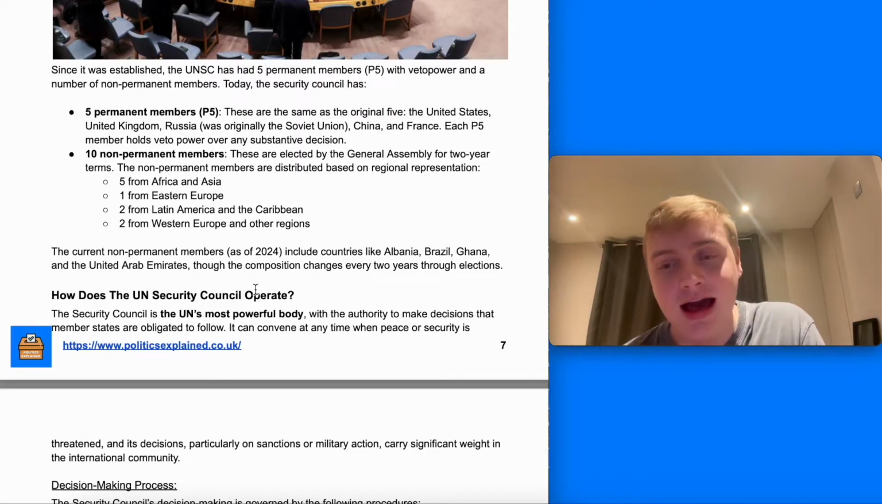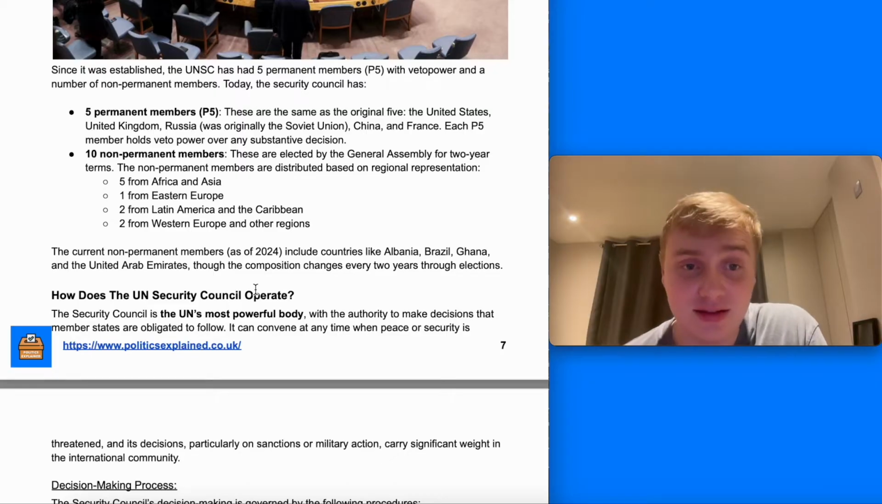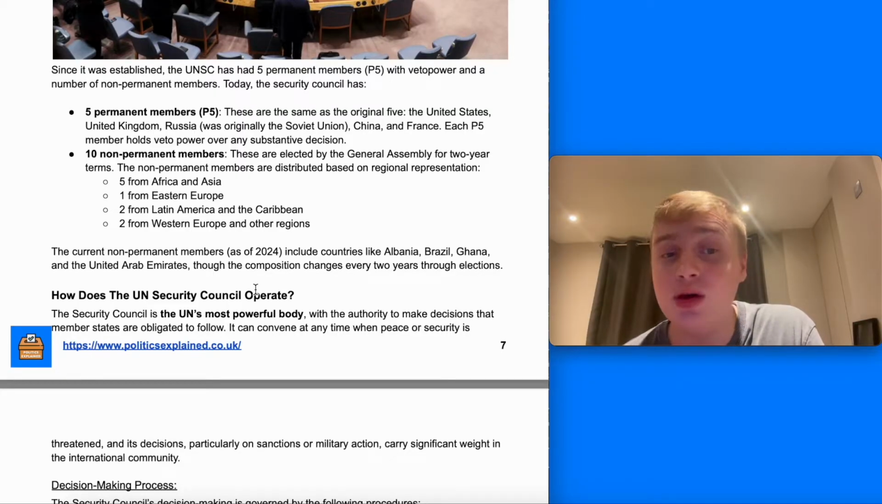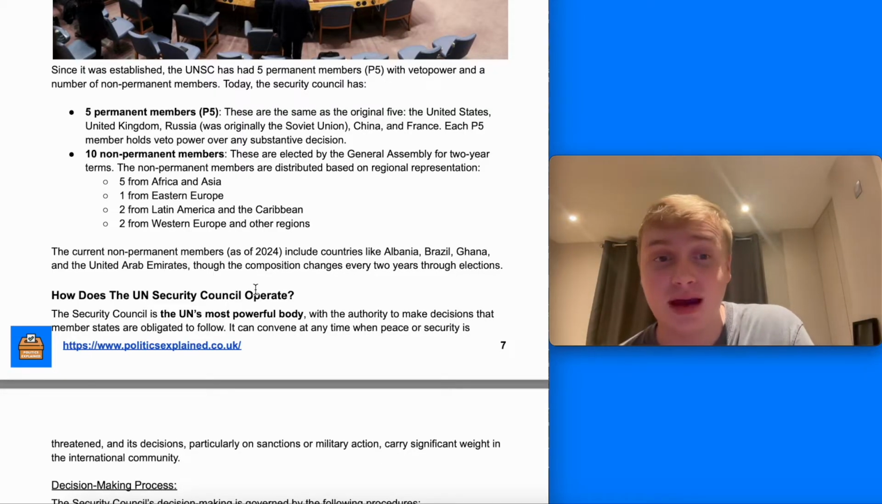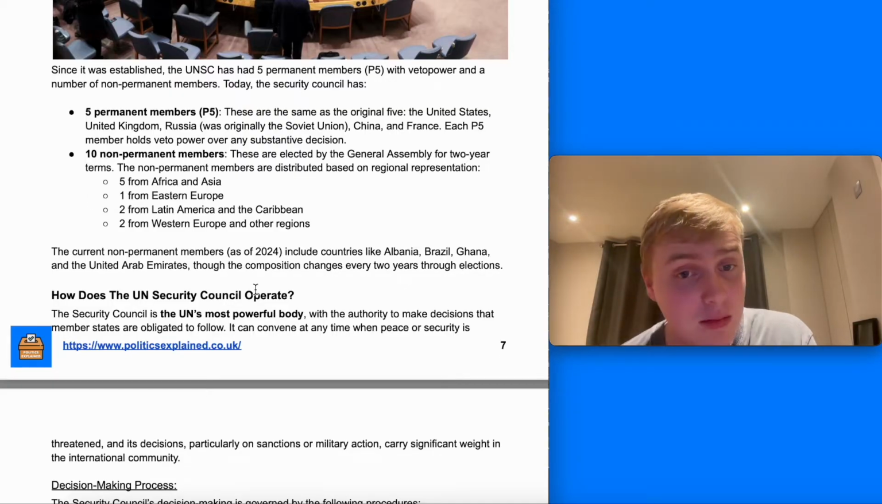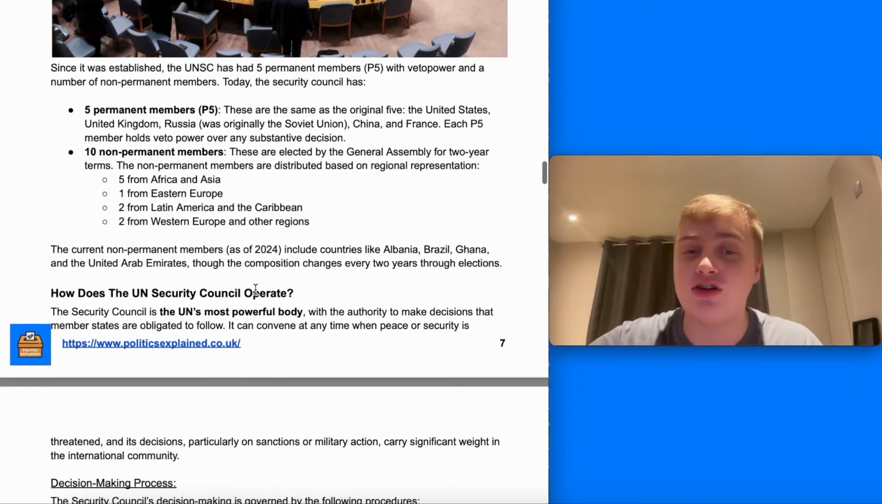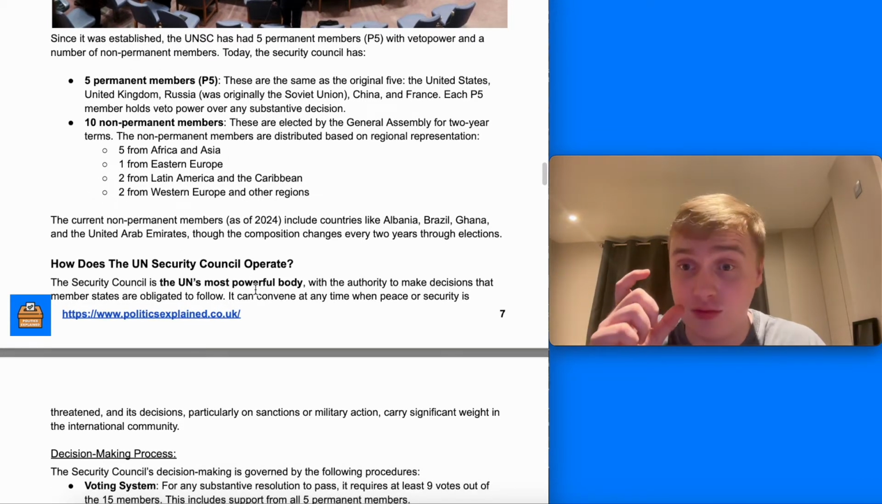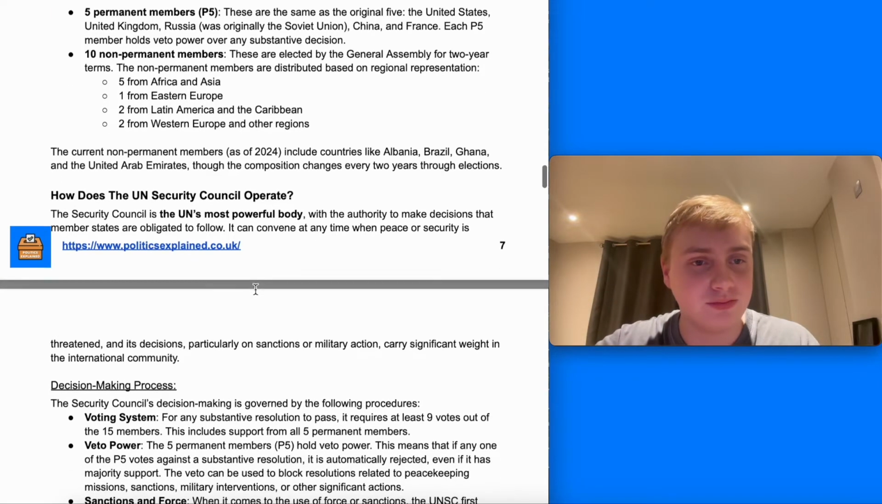and France, and each P5 member holds veto power over any substantive decision. And there are always 10 non-permanent members, and these are on a rotational basis. So they're elected by the General Assembly for 2-year terms, and they're distributed based on regional representation. There are 5 from Africa and Asia, 1 from Eastern Europe, 2 from Latin America and the Caribbean, and 2 from Western Europe and other regions. So the current non-permanent members as of 2024 include countries like Albania, Brazil, Ghana, and the UAE. There's a competition, as I said, and it changes every 2 years through elections, though those 5 permanent members don't ever change.